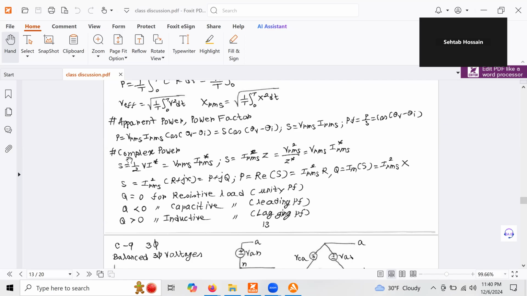So complex power or apparent power we can express in this form, in this format, Vrms Irms conjugate.